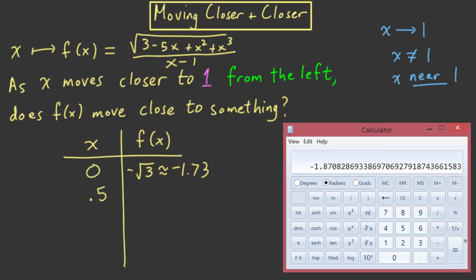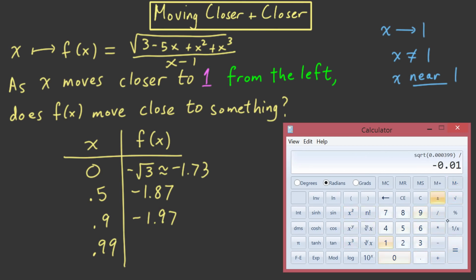So we get minus 1.87, roughly. So back to our table, we've got f of x moving from minus 1.73 to minus 1.87. Well, that's not really enough data to tell if f is getting closer and closer to anything in particular. So let's take our next 2 values of x and plug those in. I'm going to fast forward through the calculations. You ready? x equals 0.9. All right, that's approximately minus 1.97. And finally, 0.99. And we've got minus 1.997.